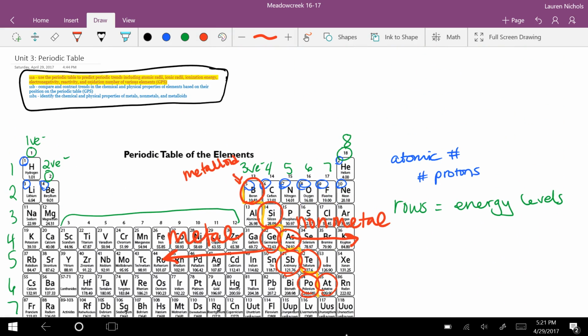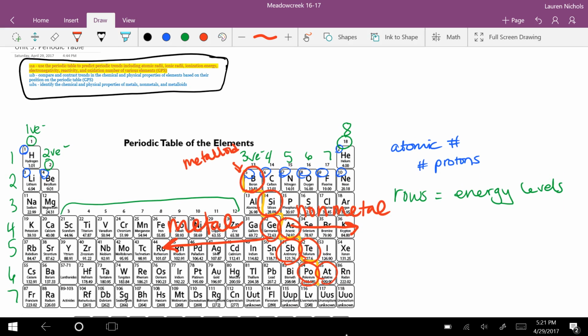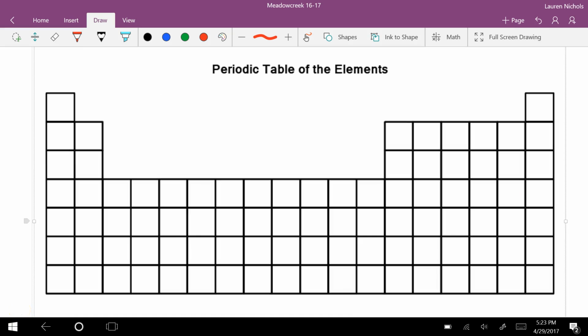Now let's talk about their position on the periodic table. With this, we're going to need a blank periodic table, one without all the numbers and letters and things like that. So pause the video and go find a blank periodic table. Okay, so I got my blank periodic table, and the first thing we're going to do is number our rows and columns.